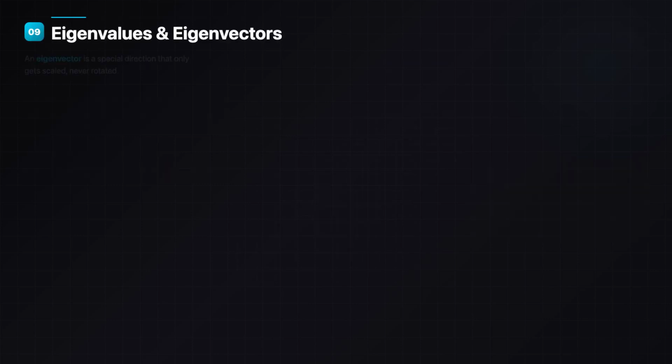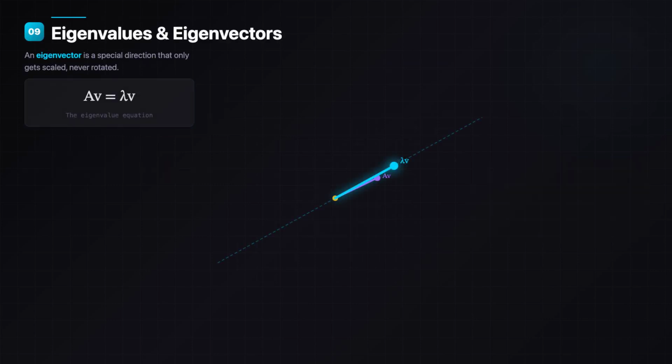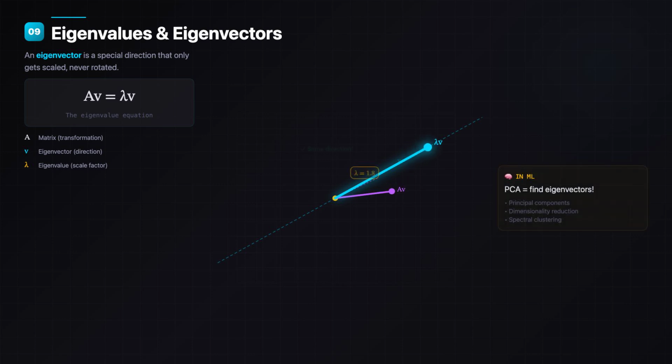An eigenvector is a direction that only gets scaled, never rotated. The eigenvalue is the scale factor. A times v equals lambda times v, the eigenvalue equation. In PCA, eigenvectors are the principal components.